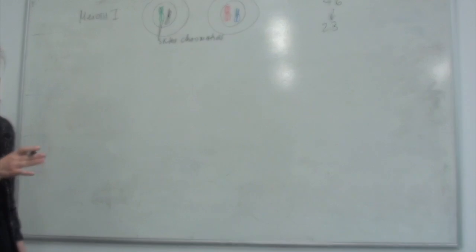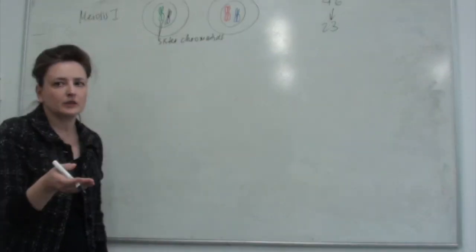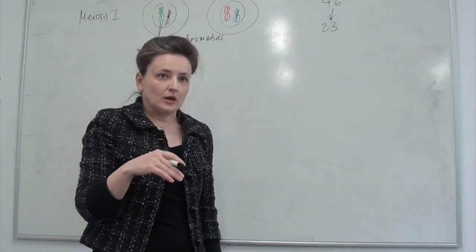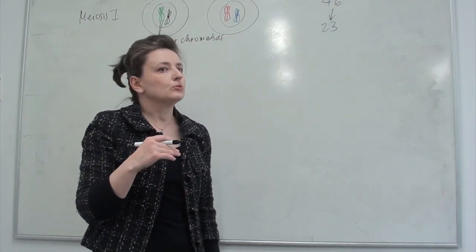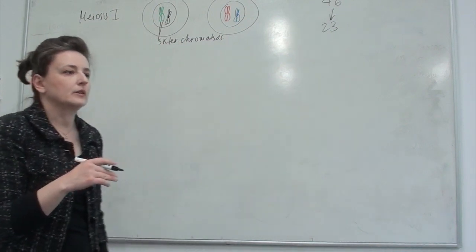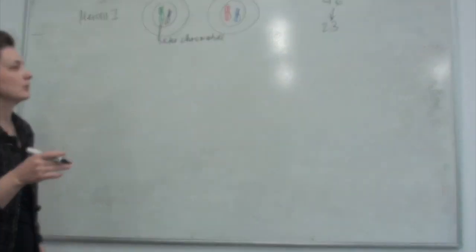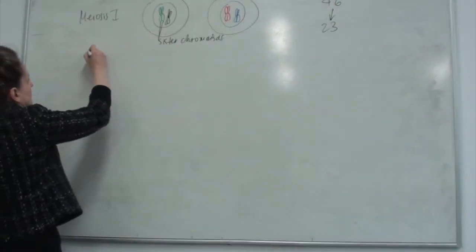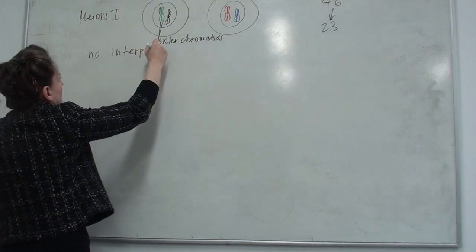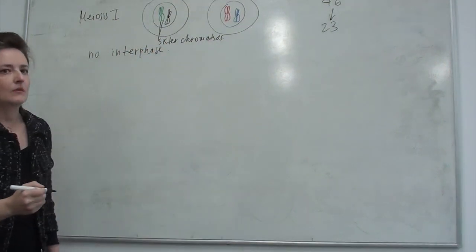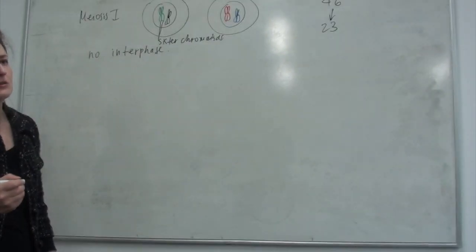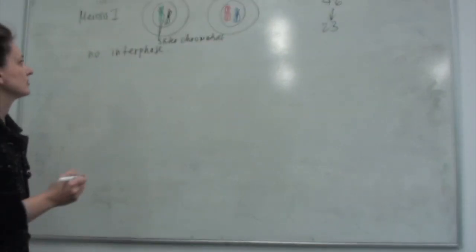Now another thing worth noting is that you remember you had interphase before meiosis 1, but you do not have interphase between those 2 divisions. So you do not have interphase between meiosis 1 and meiosis 2. So I'll just write that down quickly. So, no interphase. You go from telophase and cytokinesis of meiosis 1 straight into meiosis 2.